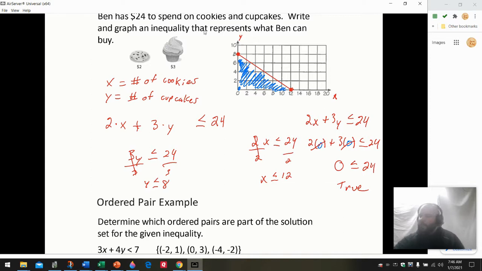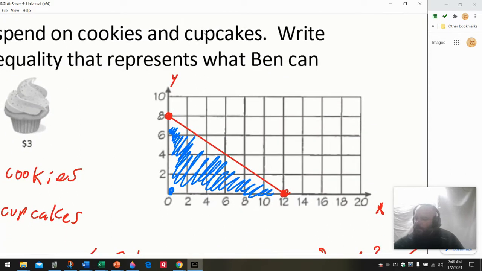And so now what you see is shaded is all of the possibilities of how many cookies and how many cupcakes that Ben could buy. So he could buy none. Yes, if you buy none of each, you're going to be below $24. But looking over here, there's an ordered pair. You can see this ordered pair right here, 2 and 2. If he bought 2 of each, he would be under the $24. He could go over here, and this point right there, that's 8, 2. So he could buy 8 cookies and 2 cupcakes and still be below the line.